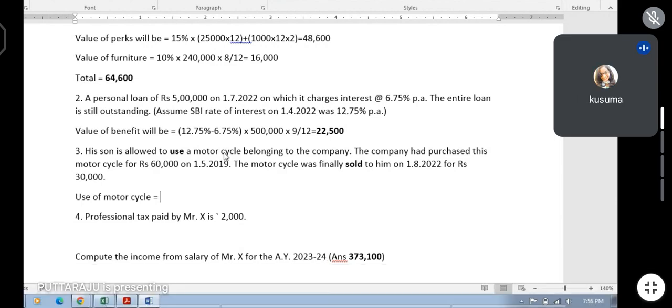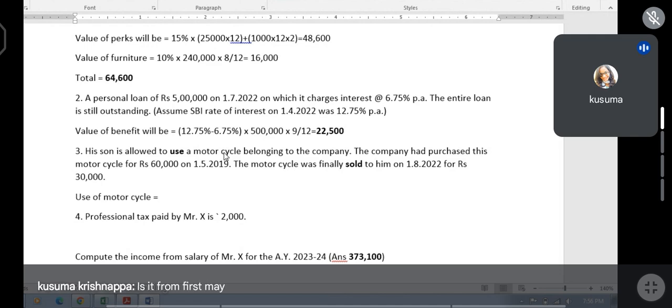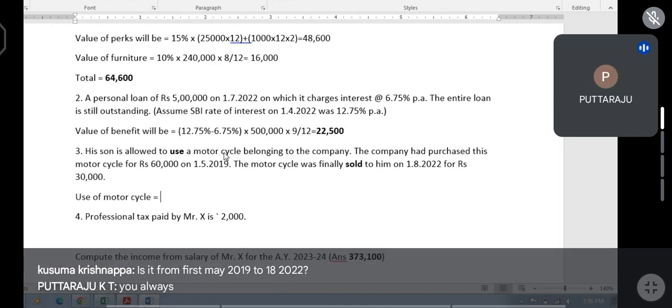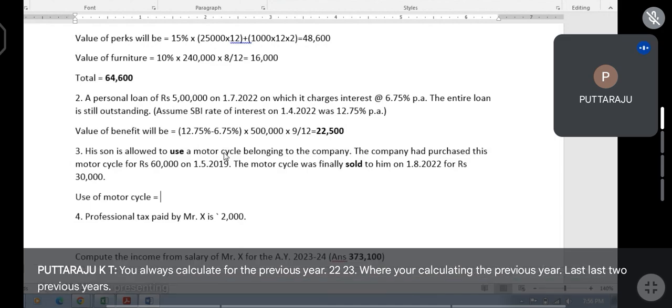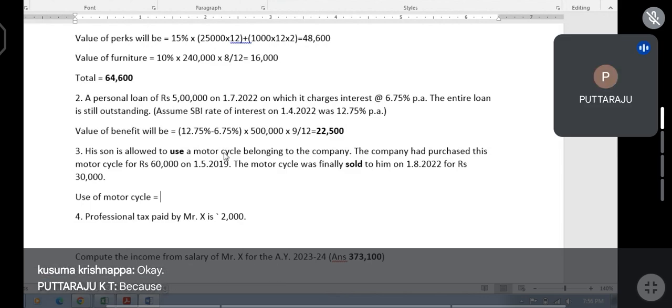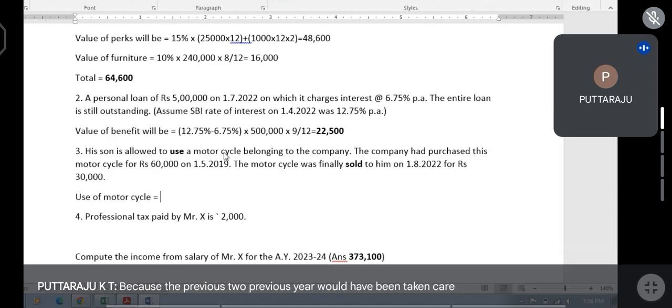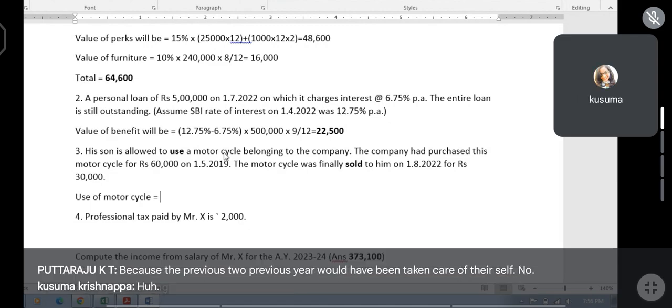Sir, is it from 1st May 2019 to 1/8/2022? You always calculate for the previous year 22-23. Why are you calculating the previous years? We are only concerned with 22-23, because the earlier years would have been taken care of themselves. Understood, sir.